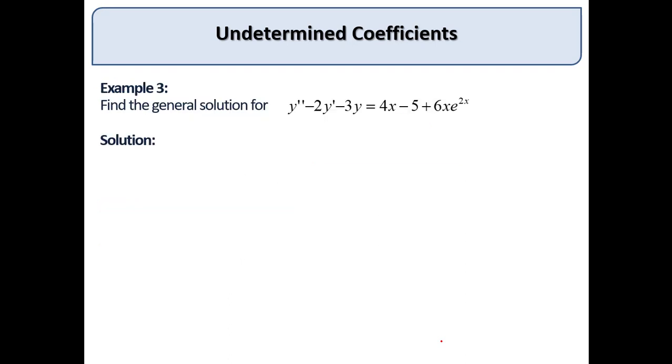Another example is that we have this gx, where our gx is equal to the combination of a polynomial function and also an exponential function. How do we go about this?